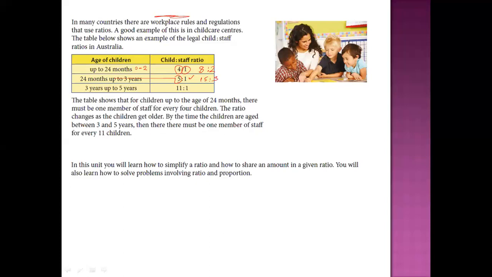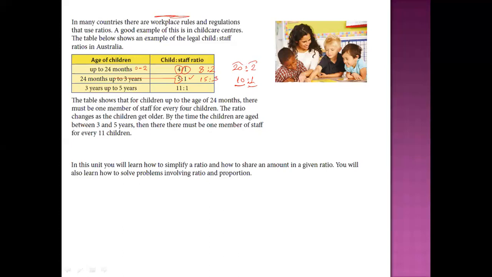Okay, because the ratio of child to staff is 5 to 1. And for 3 years up to 5 years, between 3 and 5 years in a kindergarten, if you know, maybe your little brothers are going to kindergarten. As you see, there we have for example 20 children, and maybe 2 or more staff, or at least 2. It means 10 to 1. So for 10 children, the staff is 1. Therefore, 20 children must be equal to 2 staff.